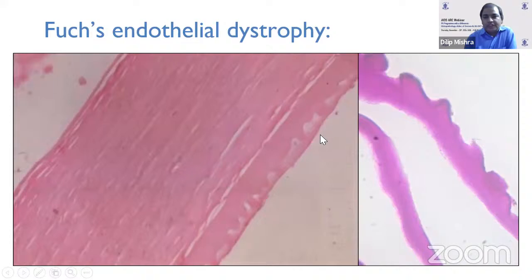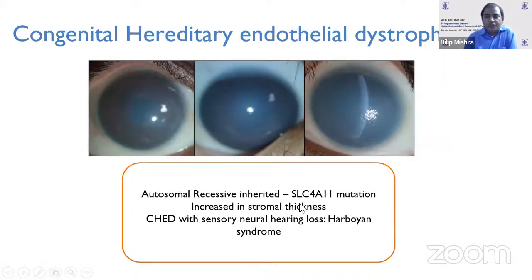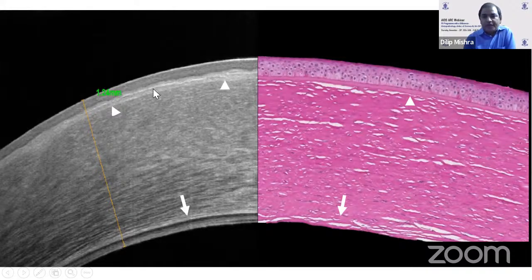On higher magnification, you can see that this guttae formation is embedded by another layer of the Descemet membrane, which is secreted by the dying endothelial cells. So this is the severe condition of Fuchs endothelial dystrophy. Now CHED is an autosomal recessive condition, related to the SLC4A11 mutation, and sometimes it is associated with Harboyan syndrome. In this, you can see the OCT finding compared with the histopathological examination finding. We can see that there is Descemet membrane fragmentation and corneal edema.